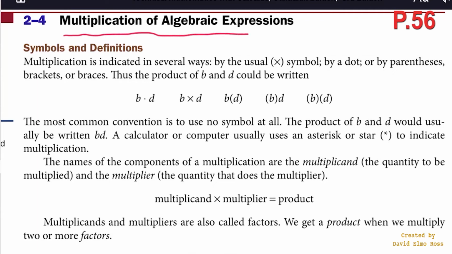Let's take a look at multiplication of algebraic expressions. Multiplication can be shown with a dot like b dot d, b times d, b(d), (b)d, (b)(d), or just as bd.